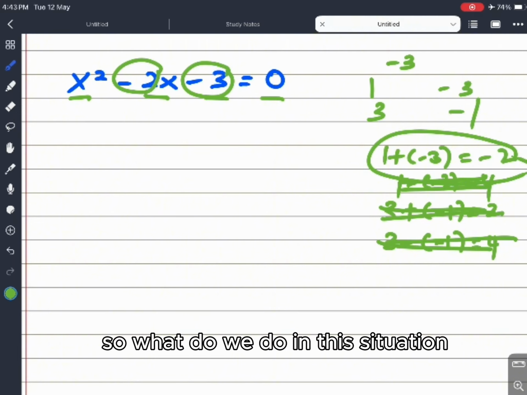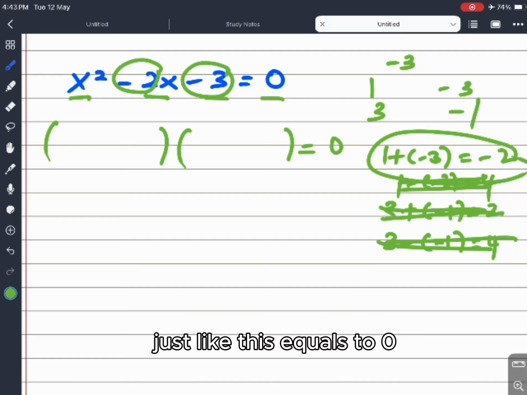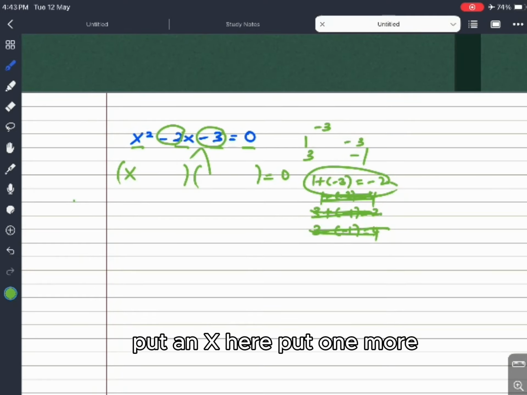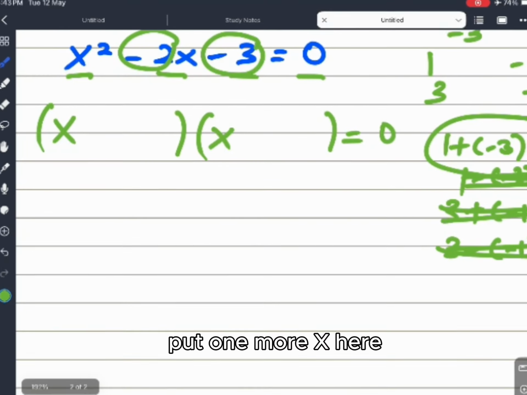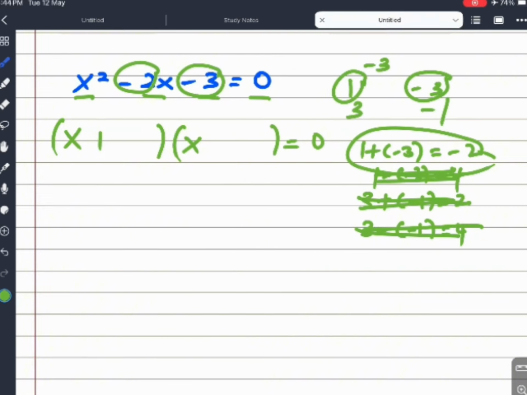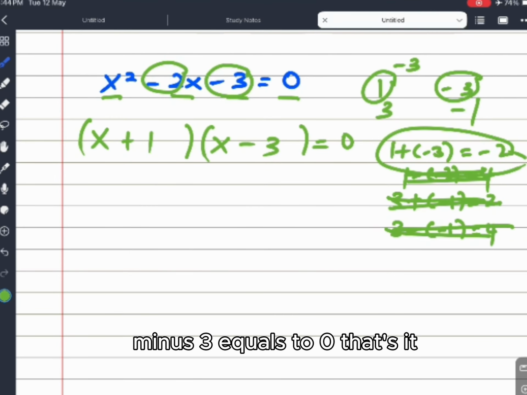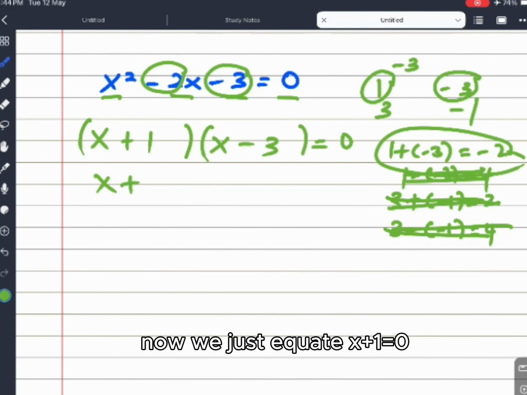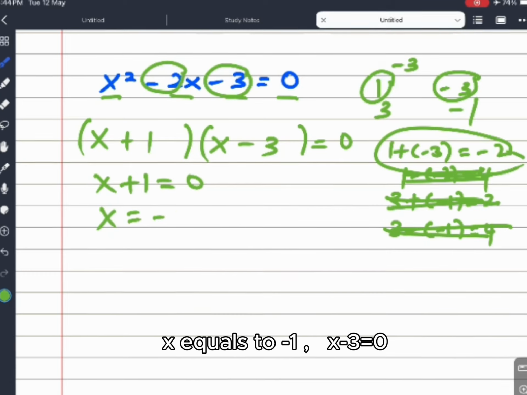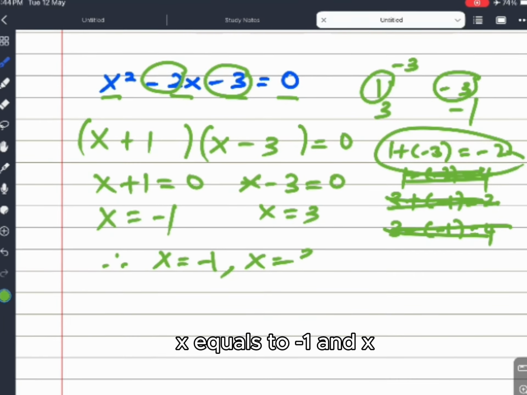So what do we do in this situation? We draw two brackets just like this, equal to 0. Put an x here, put one more x here. We have 1, we have negative 3. Just put plus 1, minus 3 equals 0. That's it. Now we just equate x plus 1 equals 0, x equals negative 1, x minus 3 equals 0, and x equals 3. So you got two values, x equals negative 1 and x equals 3.